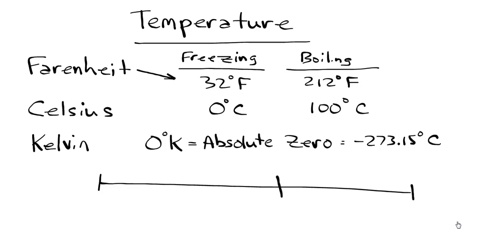If I were to compare our Celsius scale and our Kelvin scale, again, our absolute zero for Celsius is negative 273 degrees. In Kelvin, that's 0. So therefore, when you get up to 0 degrees Celsius, you're at 273 Kelvin. When you get to boiling at 100 degrees Celsius, you're at 373 degrees Kelvin. So that's how they match up.